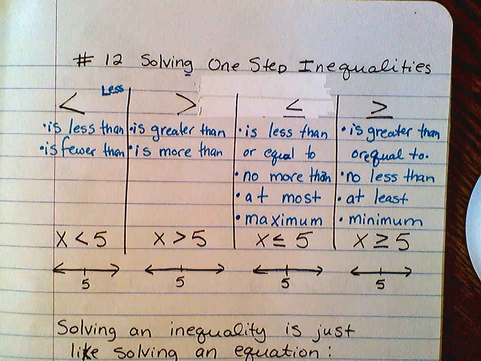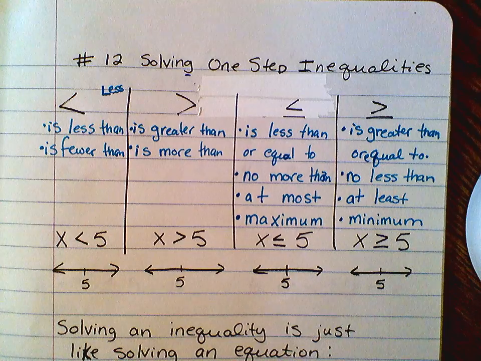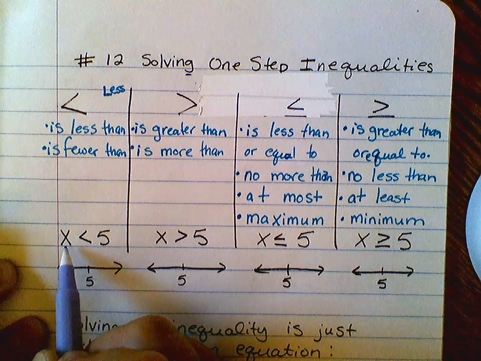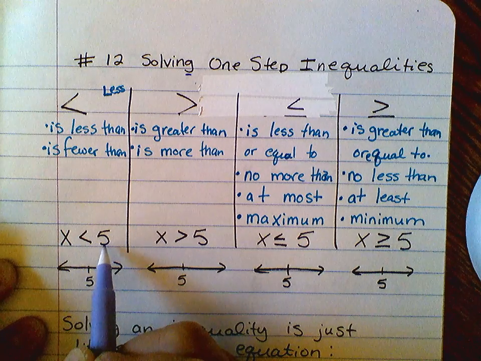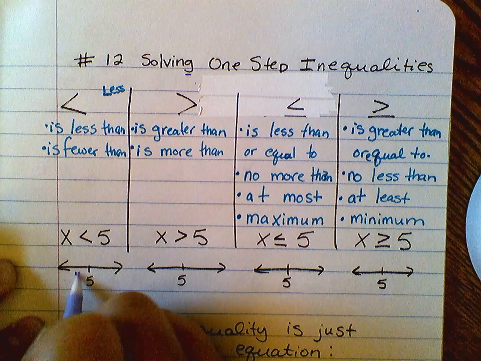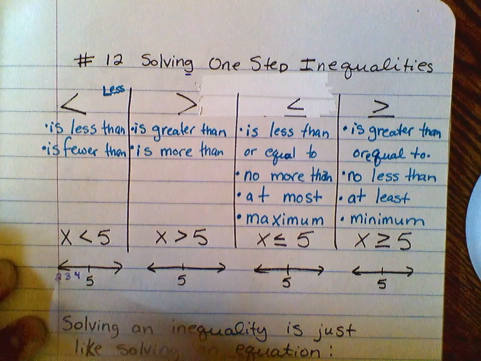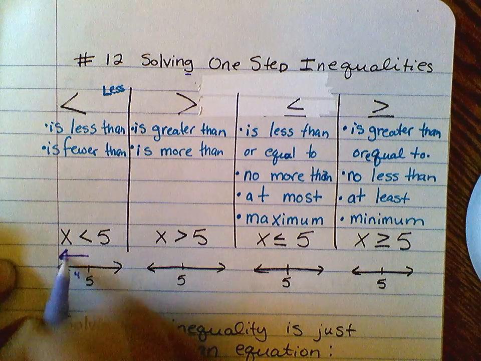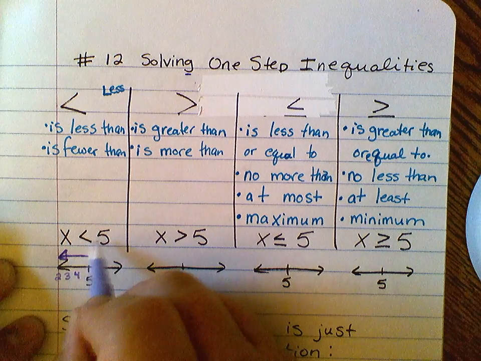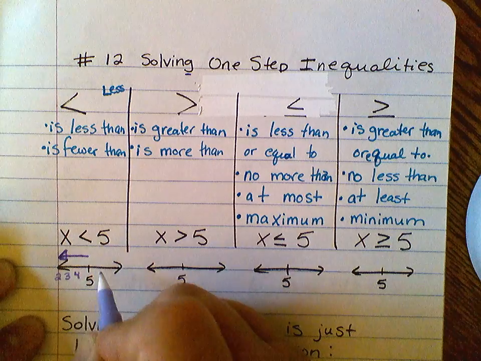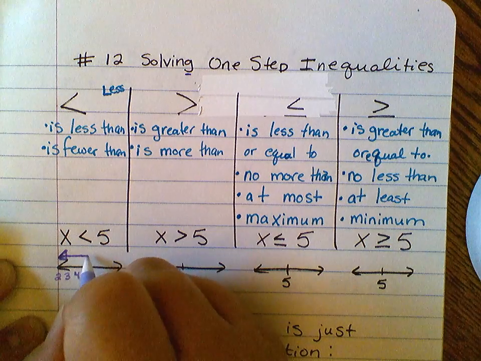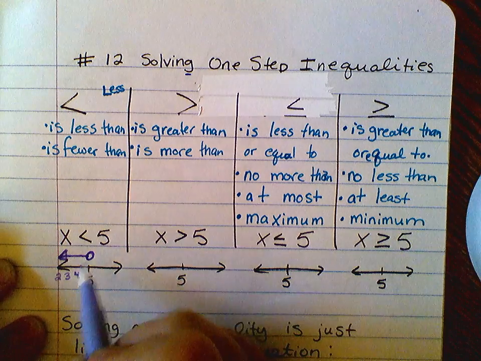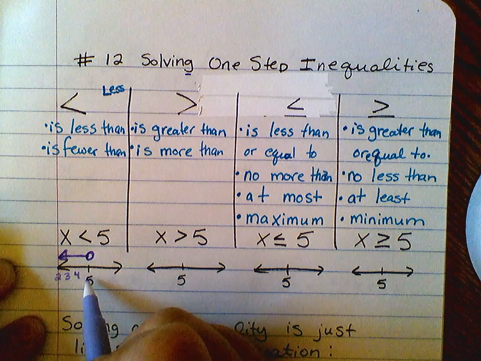Okay, so what do these look like on the number line? So if I'm saying X is all numbers that are less than 5, all the numbers less than 5 are this way. Okay, so I'm going to draw a line with an arrow going this way. And then all the numbers less than 5. So is 5 less than 5? The answer to that is no. So we put an open circle here because we are not including 5.